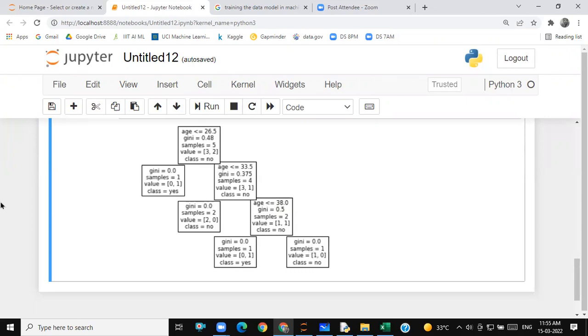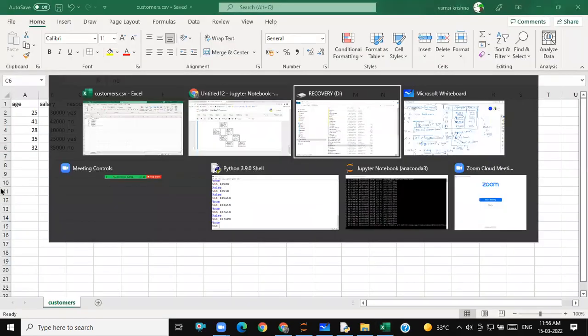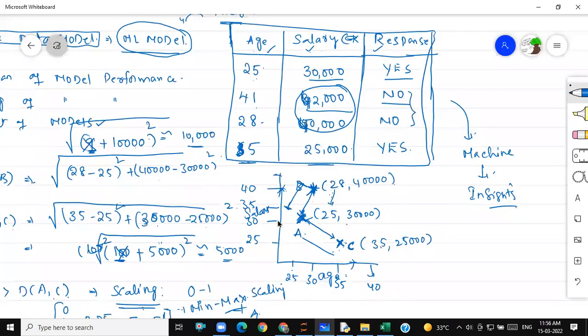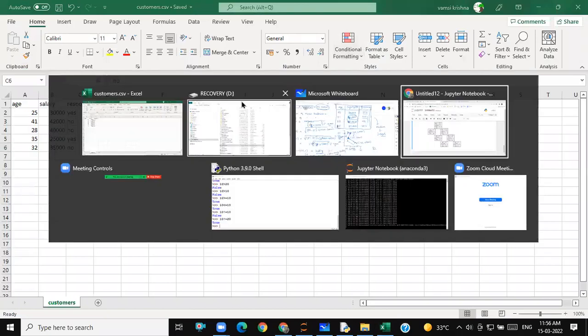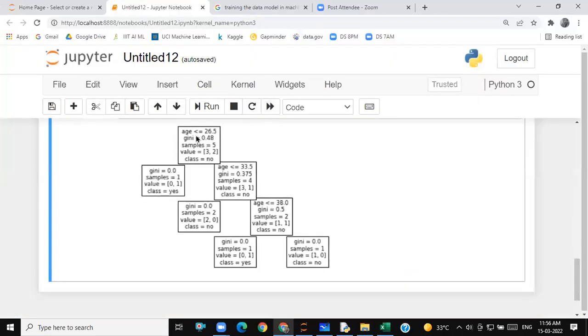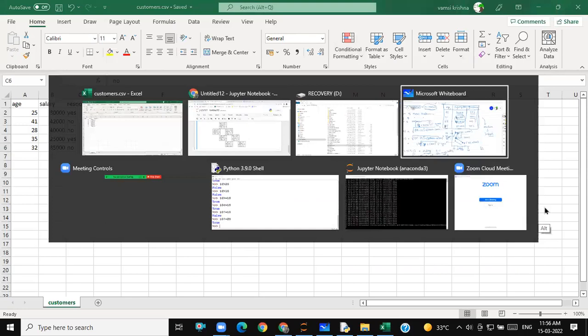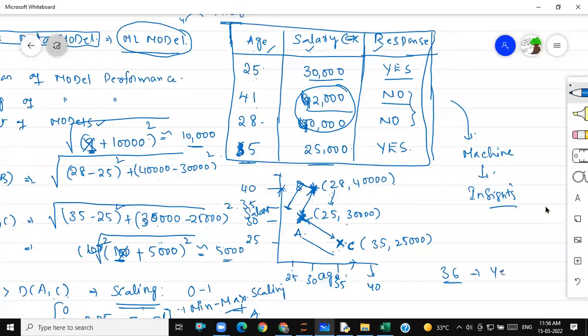So tomorrow when a new customer comes, for example, when his age is something like 36 years, it will start from here. Is his age less than 26.5? No. So go here. Is it less than 33.5? No. Go here. Is it less than 38? Yes. Then his response will be yes. That means if the person's age is 36, then the response is going to be yes.